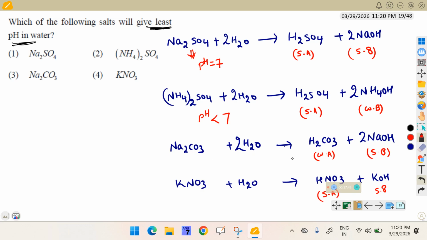Na2CO3 undergoes hydrolysis. Then it gives H2CO3 plus NaOH. It is a combination of weak acid and strong base. Base is stronger, so it is a basic salt. For basic salt, pH is greater than 7. Again, KNO3 is a combination of strong acid and strong base, so pH equals 7. Question is related to least pH in water. Least pH in water is ammonium sulfate, (NH4)2SO4.